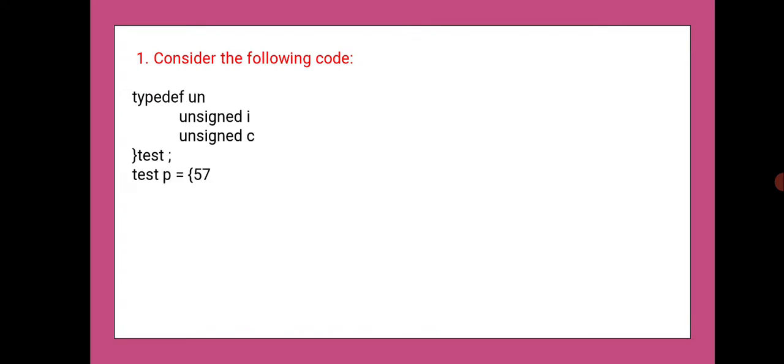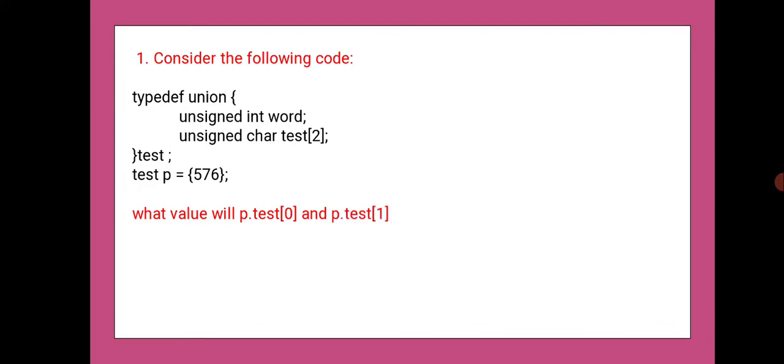Today's topic is advanced C questions generally asked in interviews. Consider the following code: typedef union { unsigned int word; unsigned char test[2]; } ... p.word equal to 576. So what value will p.test[0] and p.test[1] have? Here are the options: 2, 64; 64, 2; 64, 1; or none of the above.